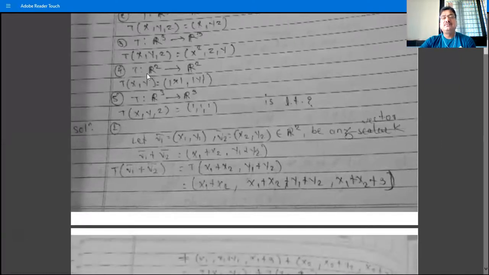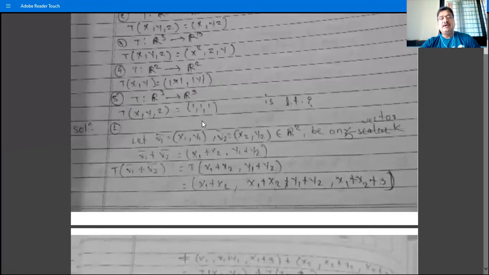We'll take two elements x, y. In one example take v1 as 2, 3, and in another example we take minus 2, minus 3. That is, we will take v1 as 2, minus 3, and v2 as minus 4, 3. That is, one of them is negative, and then we will see that the first property fails.